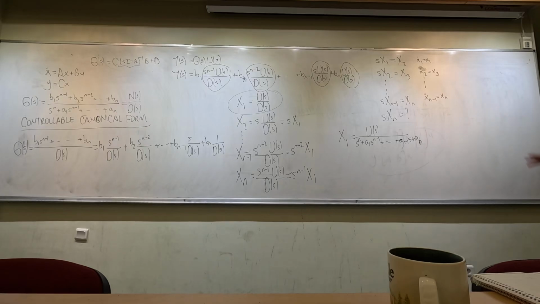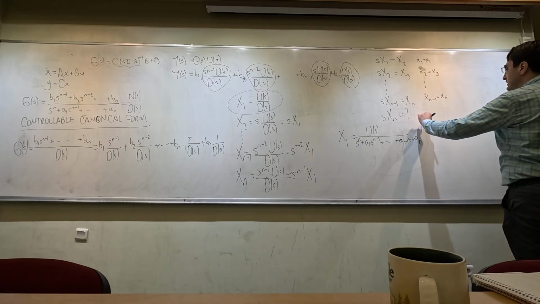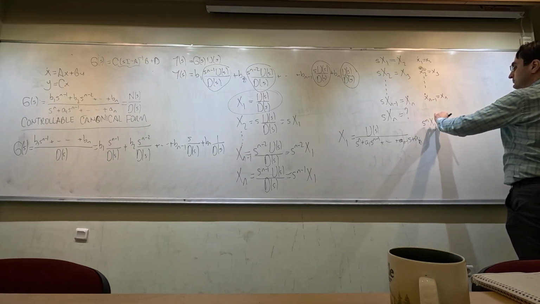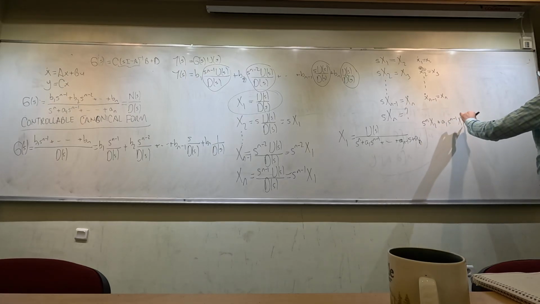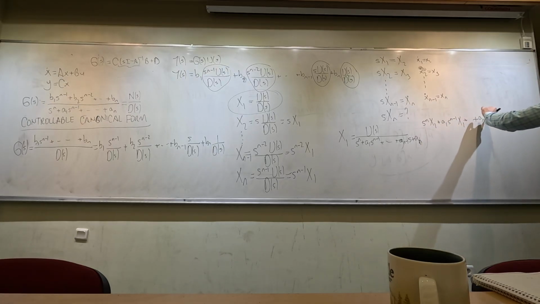Now I can distribute this equation to write the following: s to the n x1 plus a1 s to the n minus 1 x1, going until a n minus 1 s x1, and I have plus an x1 is equal to U of s. Okay. Now I can actually try to replace some of these variables in terms of the state variables.